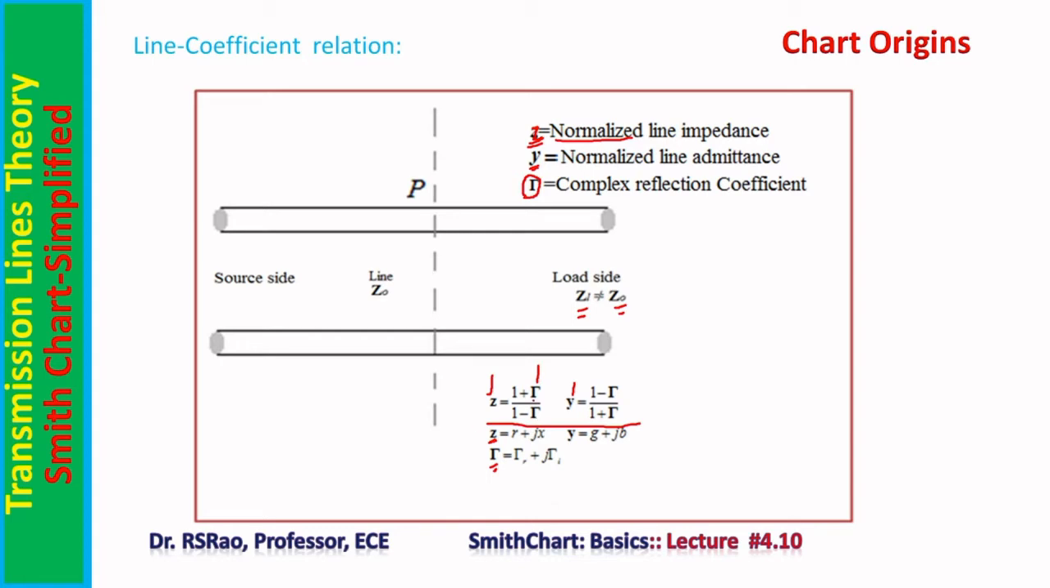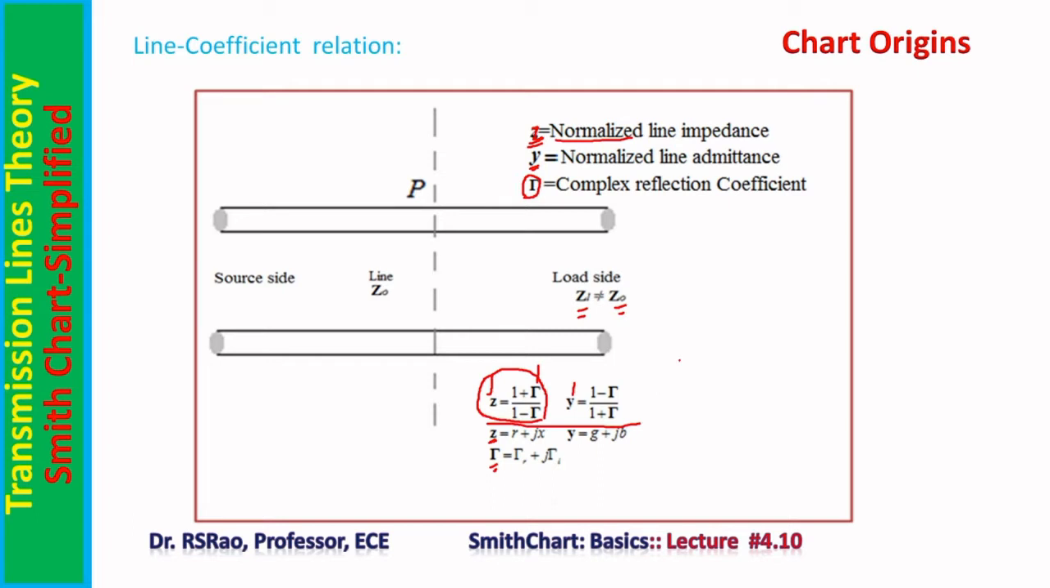Now, z equals (1 plus gamma) by (1 minus gamma). This is an equation involving complex quantities. It can be separated into two equations, each involving only real quantities. So actually, it is two equations. Similarly, y equals (1 minus gamma) by (1 plus gamma). This equation can also be separated into two equations, each involving only real quantities. So this relation is also actually two equations.